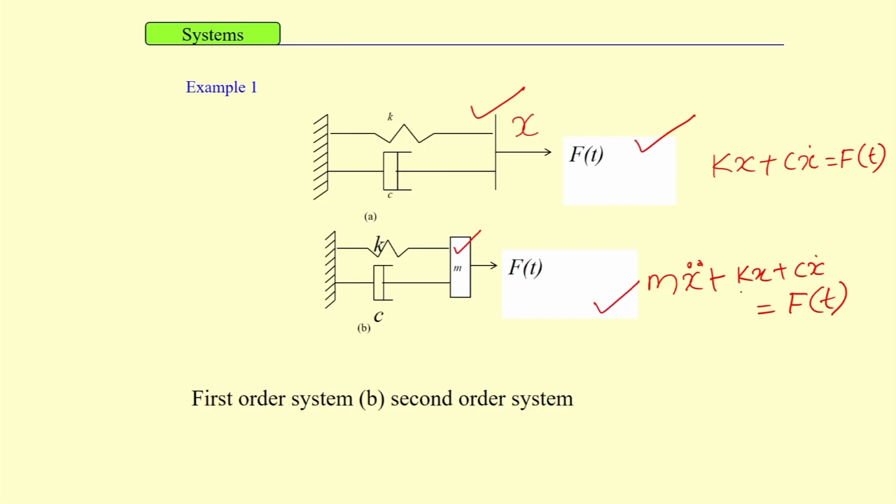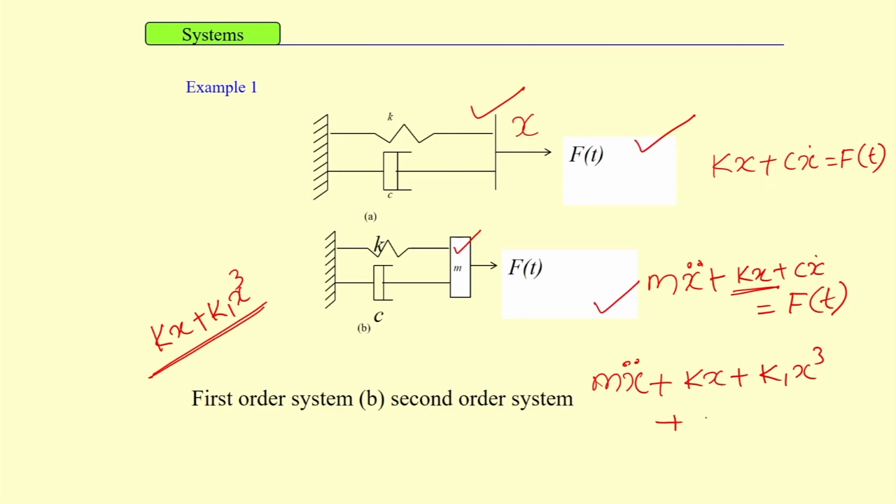If the spring force is written as kx, then the equation is linear. But instead, if I write the spring force as kx plus k1 x cube, that is, a cubic order nonlinearity added to the spring, then the equation can be written as m x double dot plus kx plus k1 x cube plus c x dot equal to F(t). This equation is no longer linear due to the presence of this term, because it will not satisfy the superposition rule.